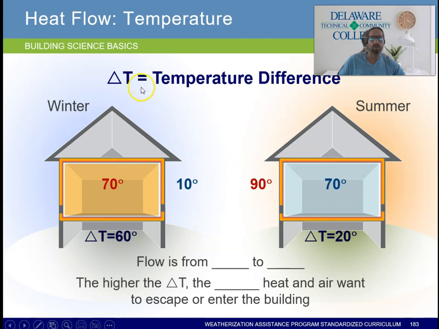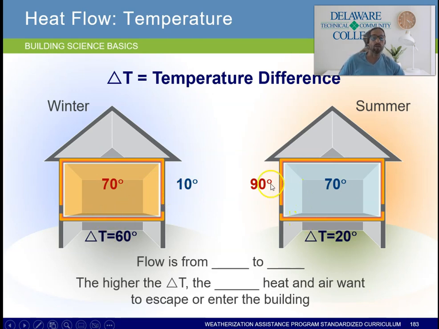And so, important thing to jot down is delta T. This term delta T, which we'll use a lot, that just means temperature difference. So delta means difference. So delta T is temperature difference. So here it's 70 degrees inside, 10 degrees outside. Our delta T is 60, right? 70 minus 10 is 60.